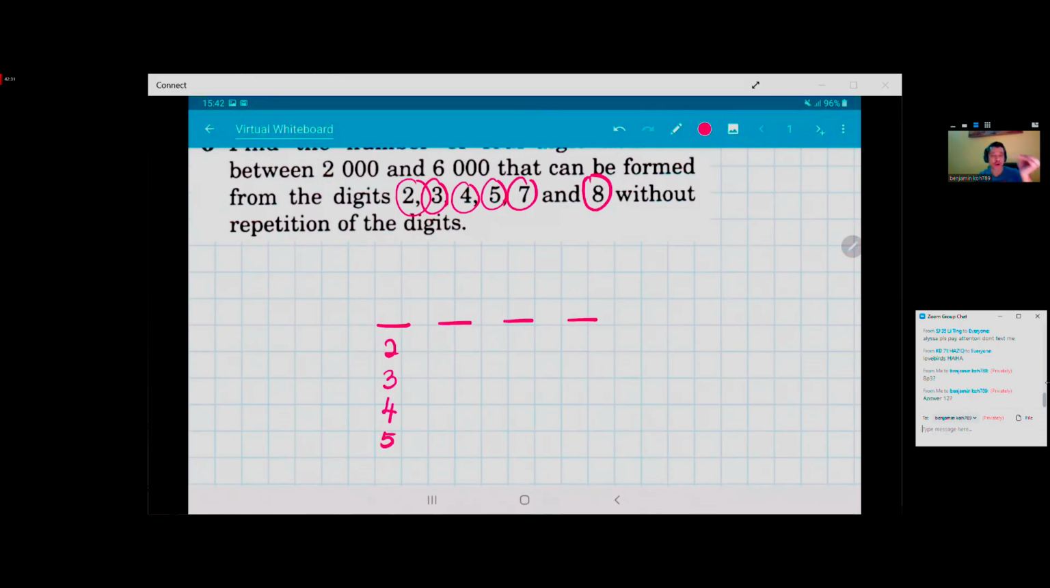Because if I put 2 in front, I get 2000 something. I put 3 in front, I get 3000 plus, 4000 plus, 5000 plus. But you found that I cannot put 6 in front. Because if I put 6 in front, I get 6000 plus. Not supposed to. It's between 2000 and 6000. That means nothing more than 6000.